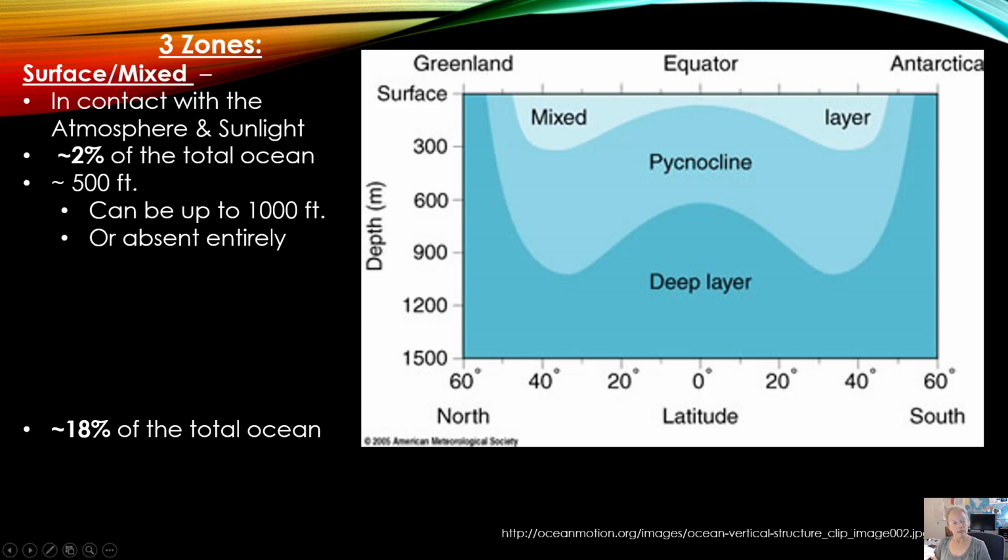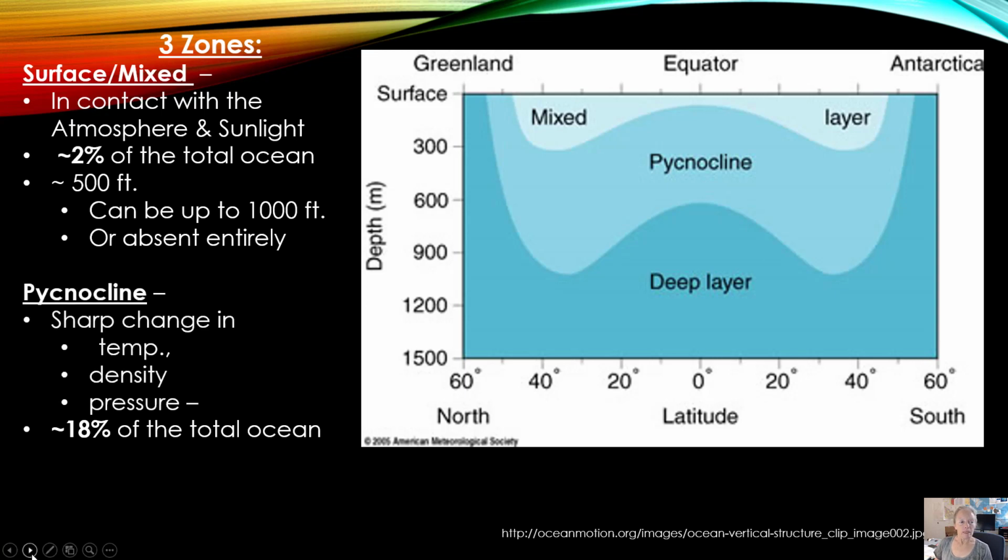Then we have a second layer that takes up about 18% of the total ocean, called the pycnocline. The pycnocline is a very interesting place where temperature and salinity and pressure can change very rapidly. Again, you see it's not evenly distributed. Its thickness can vary. About 40 degrees north and south of the equator is where it's the thickest. And again, the pycnocline appears to be absent at the poles.